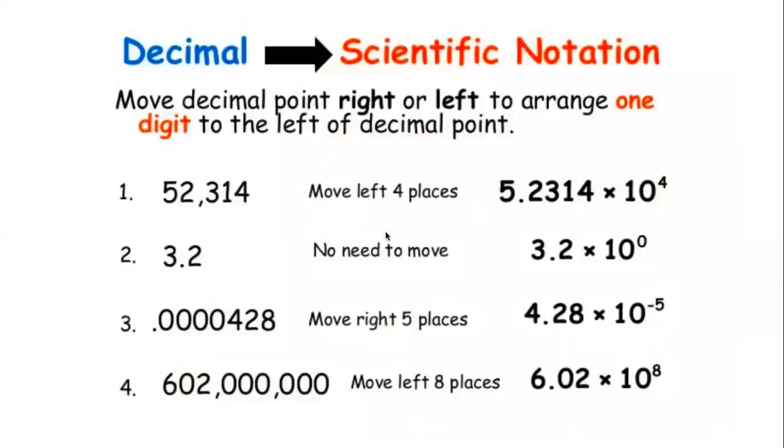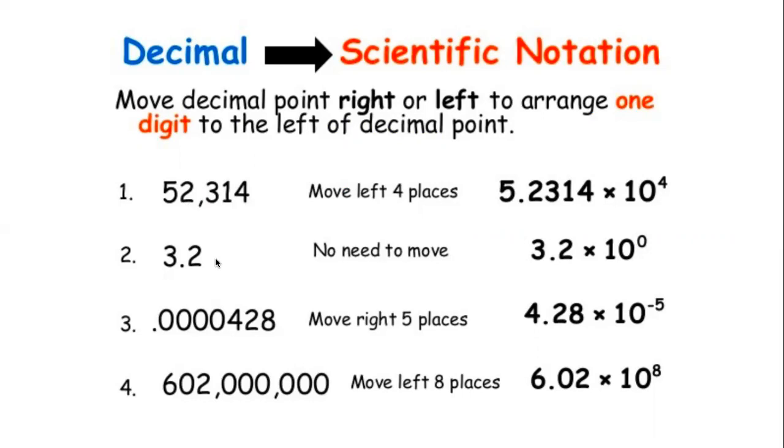So let's do some more practice. Here we can see anytime that you have a number and you don't see a decimal place, you can place a decimal or pretend there's an imaginary decimal place right after this last number. And so we're going to move this to a value that's between 1 and 10 again. So 1, 2, 3, and 4 to get 5.2. And because we moved this 4 spaces to the left, now we have this positive number. So our final answer is 5.2314 times 10 to the 4th.